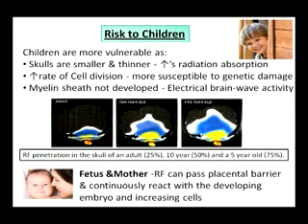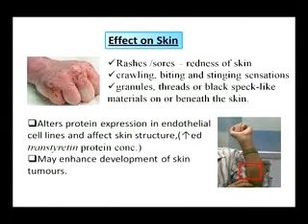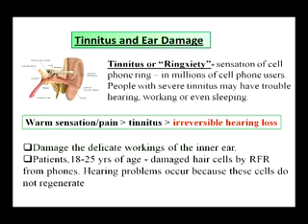For an adult the penetration is about 25%, for a young child it is 75%, and for a 10-year-old child it is 50%. So younger children are having a lot of problems. This is the effect on the skin. This is what you can see that is happening. Tinnitus and ear damage: it starts with a warm sensation, then pain, then tinnitus, then irreversible hearing loss.